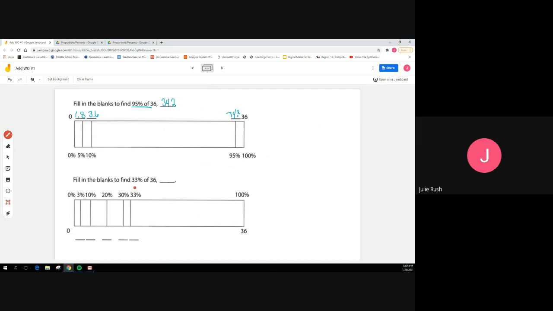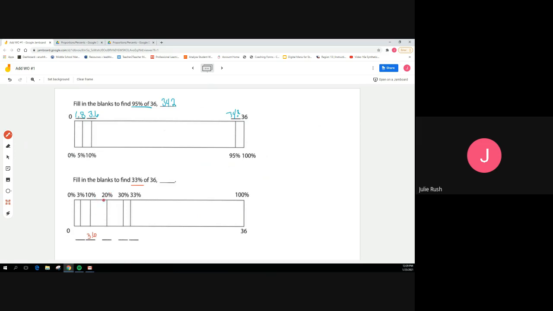We are finding 33% of 36. So we'll start with 100% on the bottom, 36 on the top, 0% across from 0. And then the first one that we're going to start with is 10%. Okay, 10% is always easy for me to find. So I'm going to find 10% right here. And that's 3.6.